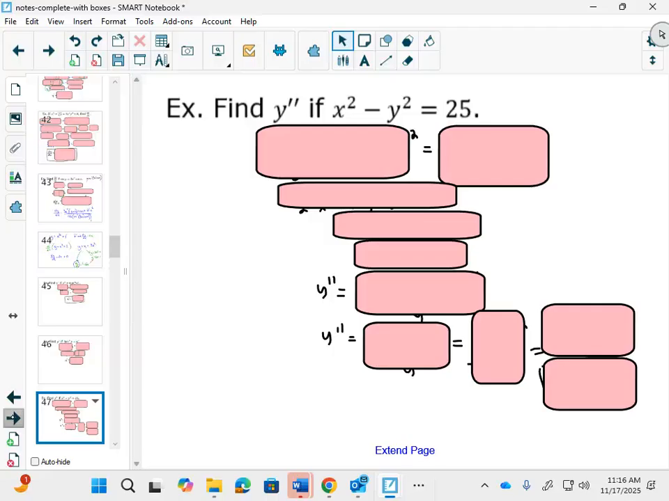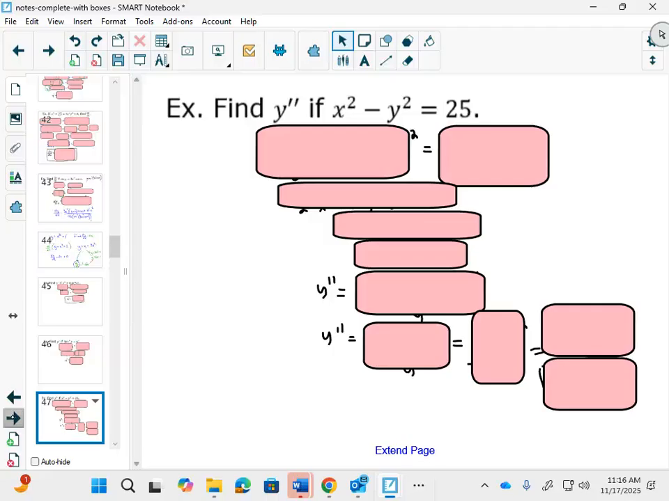x squared minus y squared equals 25. This is a hyperbola. If you don't know how to graph hyperbolas, you can look them up. It used to be part of the grade 12, graphing hyperbolas. But they took it out. It's not super hard.